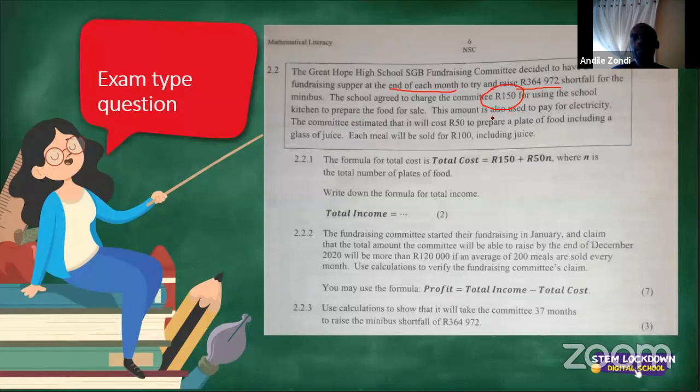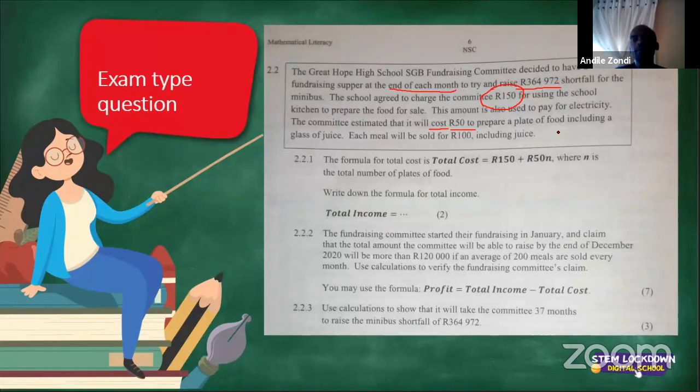Now they say this amount is also used to pay for electricity. So the same amount does not change, it's also used to pay for electricity. The committee estimated that it will cost 50 Rand to prepare a plate of food. So 50 Rand, you need to ask yourself, what is it? Is it cost price? Is it selling price? Obviously, the keyword is cost. To cost them 50 Rand. So 50 Rand must obviously be a cost price to make one plate.